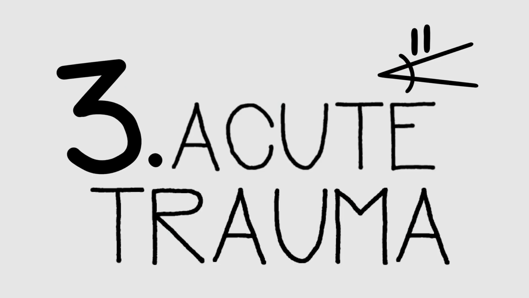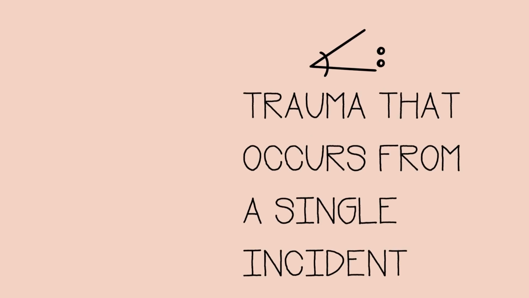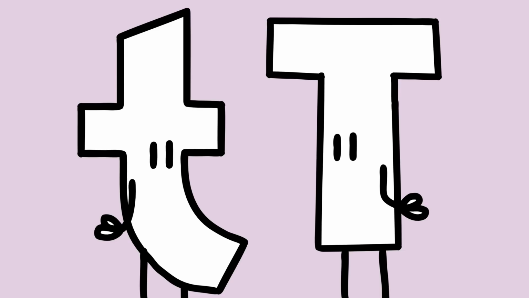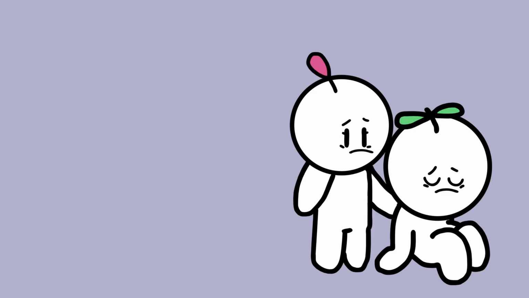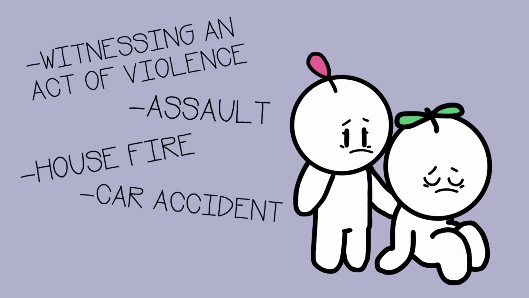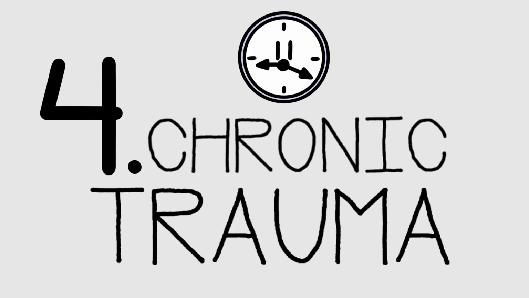3. Acute trauma. Acute trauma refers to trauma that occurs from a single incident. It's a type of trauma that could be categorized as small T or big T trauma, depending on the person and situation. Examples of acute trauma include witnessing an act of violence, assault, an accident such as a house fire or car accident, or natural disasters.